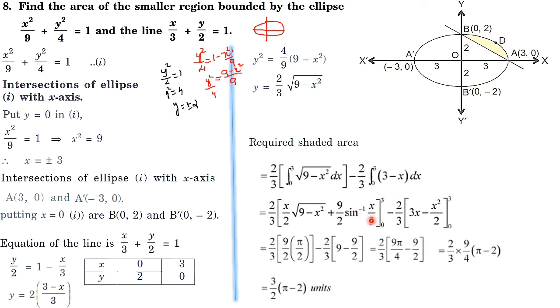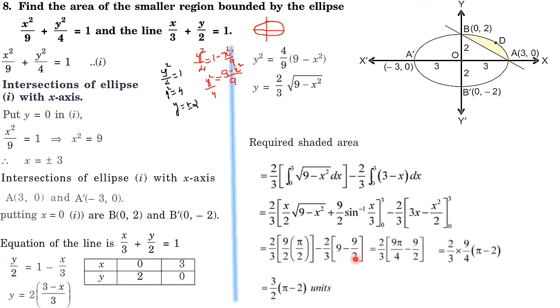Sine inverse 1 is pi by 2, minus 2 by 3 into 3 into 3, 9, minus, then upper limit again 3 square is 9, 9 by 2 minus the lower limit, when we put it, that term will be 0. Then 2 by 3 into 9 pi by 4 minus, no need to multiply here, you can take LCM first. So 9 into 2, 18 minus 9. 18 minus 9 is 9 by 2.